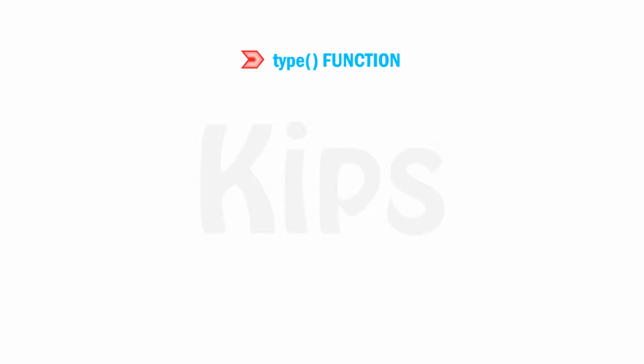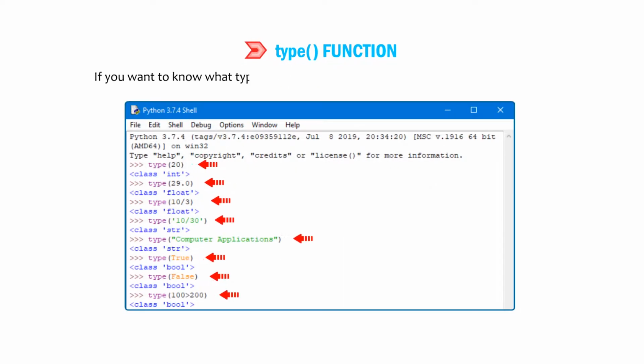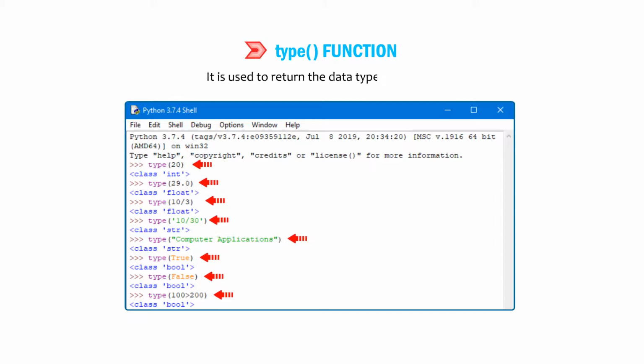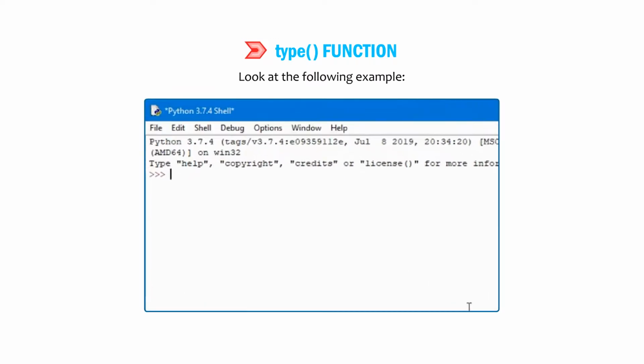Students, now let us learn type function. If you want to know what type of data you are working with, use the type function. It is used to return the data type of a value. Look at the following example.